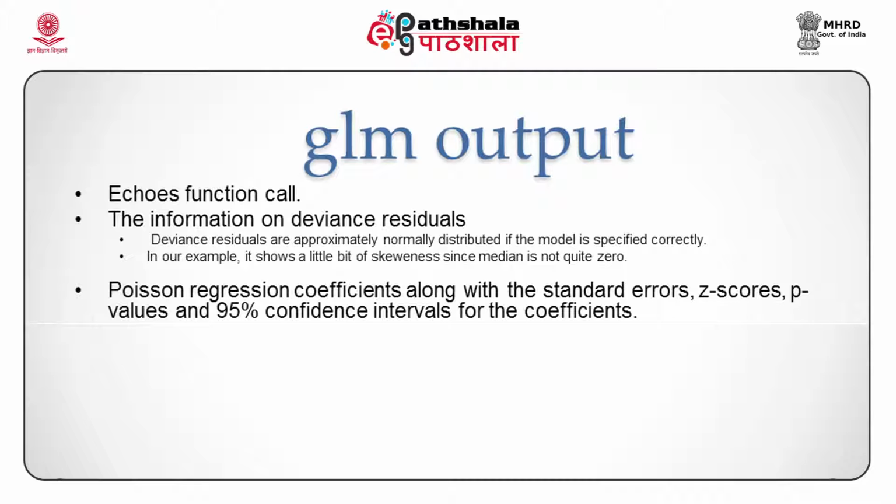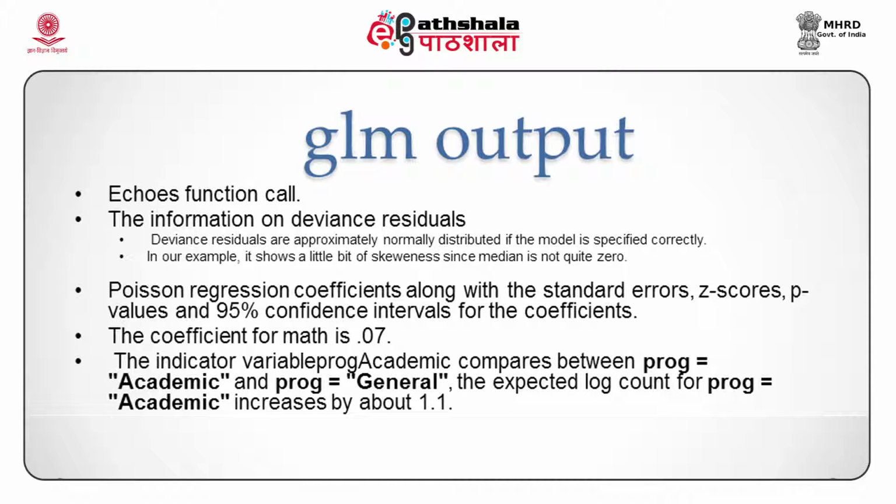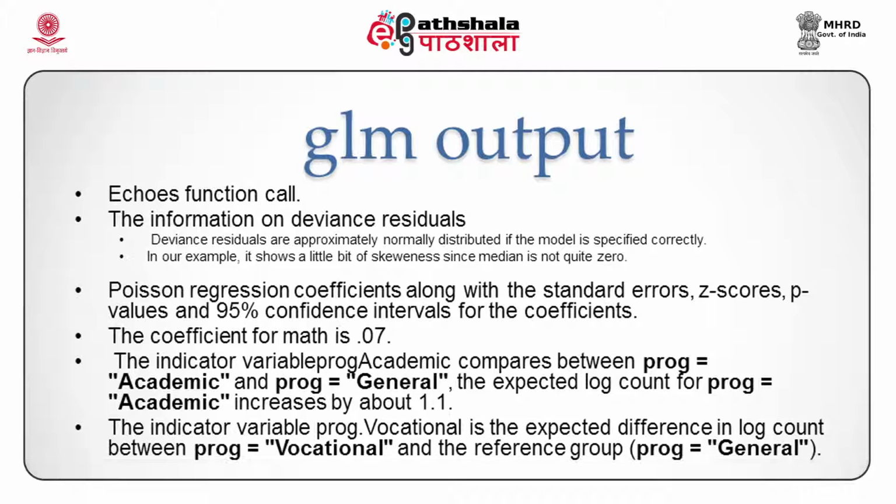The next set of output is the Poisson regression coefficients along with standard errors, z-scores, p-values and 95% confidence intervals. We can see here that the coefficient for the variable math is 0.07. We can also see that the indicator variable prog academic compares between program equal to academic and program equal to general, and the expected log count for program equal to academic increases by about 1.1. The indicator variable prog.vocational is the expected difference in log count between program equal to vocational and the reference group program equal to general, and so on.